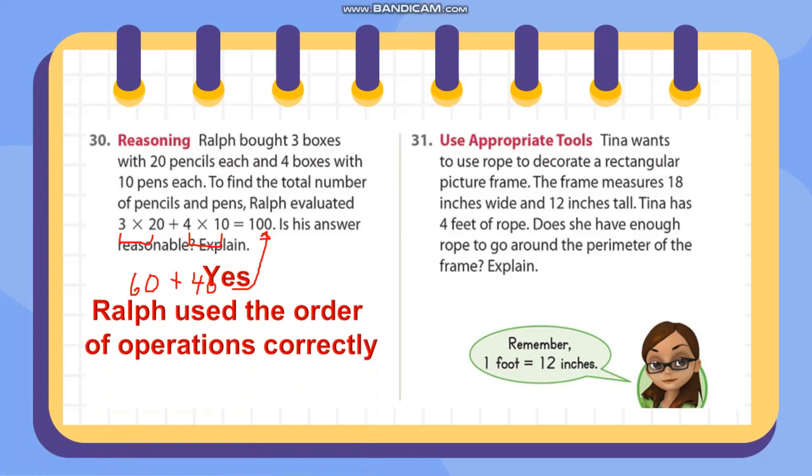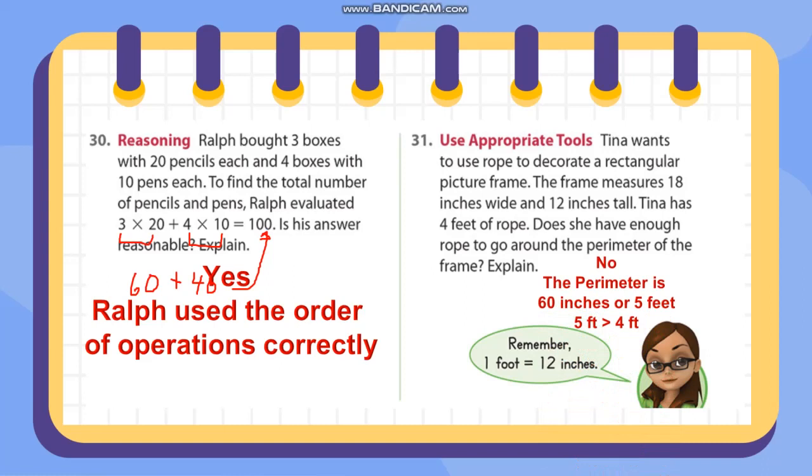Question number 31. Tina wants to use rope to decorate a rectangular picture frame. The frame measures 18 inches wide and 12 inches tall. Tina has 4 feet of rope. Does she have enough rope to go around the perimeter of the frame? So let's find out the answer. So here the answer is no, because the perimeter is 60 inches or 5 feet. Why 60 inches or 5 feet, and 5 feet is greater than 4 feet?